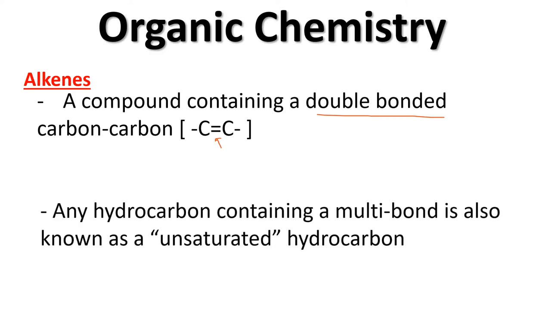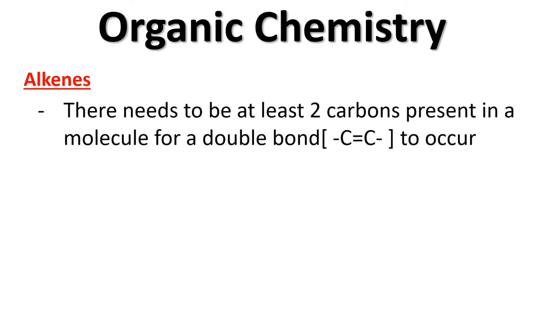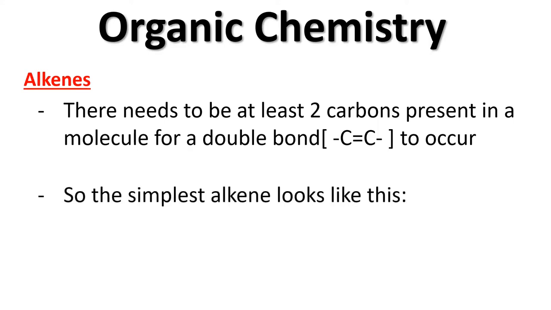Any hydrocarbon containing a multibond is also known as an unsaturated hydrocarbon, so alkenes are unsaturated. There needs to be at least 2 carbons present in a molecule for a double bond to occur, meaning you can't have a double bond with methane. It's got 1 carbon, won't work. So our simplest one is going to look like that, 2 carbons bonded together, and you can put the hydrogens on the ends as well.